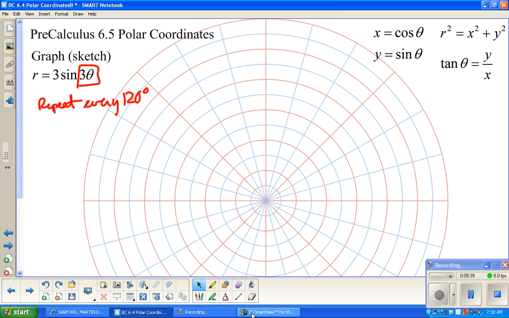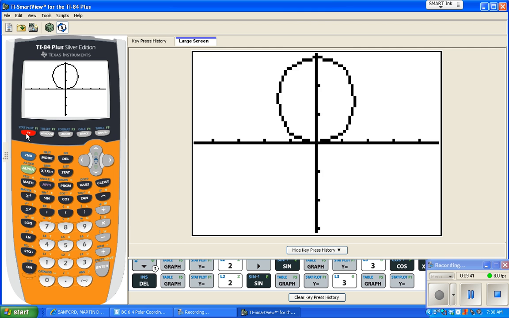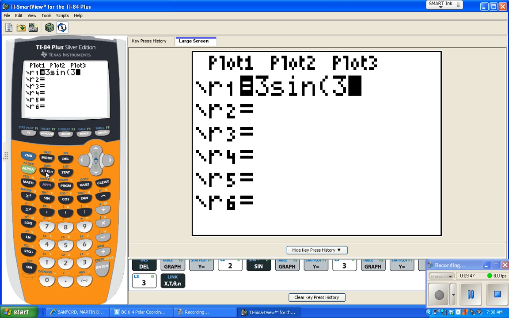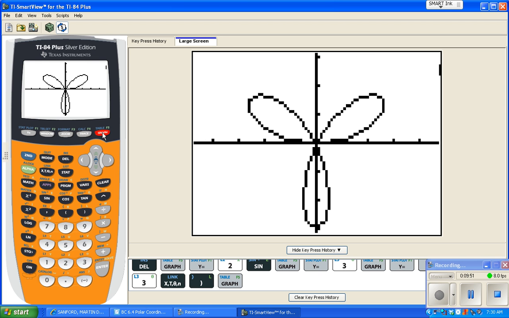Let's go to the calculator. 3 circles. All right, so I'm going to stick a 3 in there inside with the theta. So this will be 3 theta. All right, buckle up. Ooh, this is called a 3-leaf rose. And they're not really circles, but you get the idea.